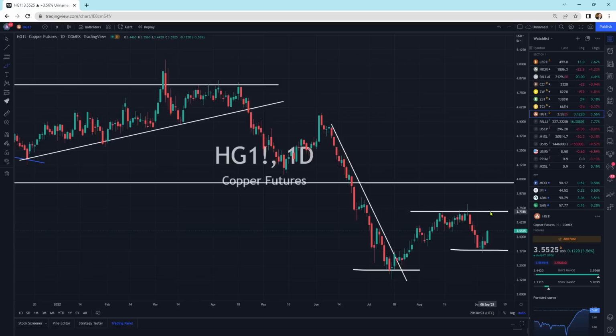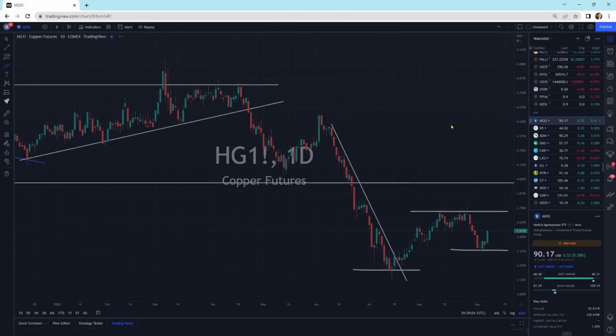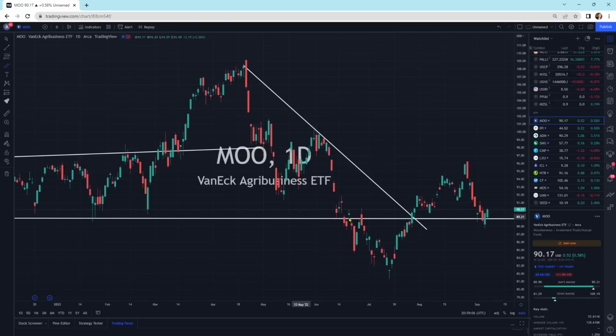Copper rocketing higher. Again, we want to close above 375 and create an uptrend from this downtrend movement. But it's working its way. We'll watch and monitor it. Moo looking good. We're right on support. Again, I like buying on support levels. It looks good down here, in my opinion.